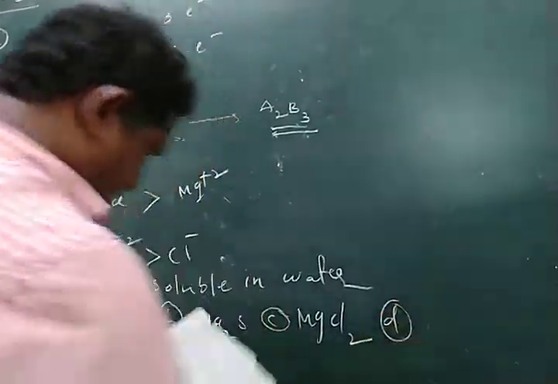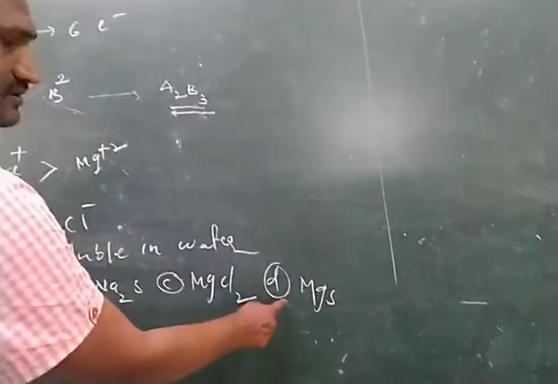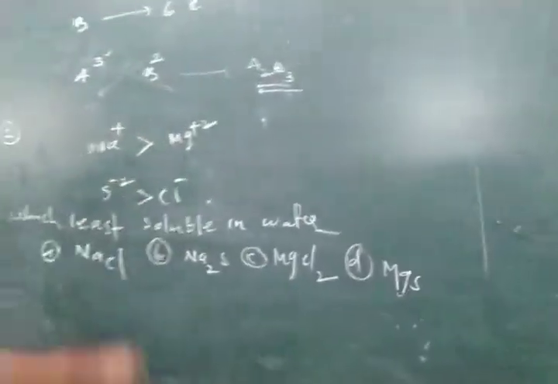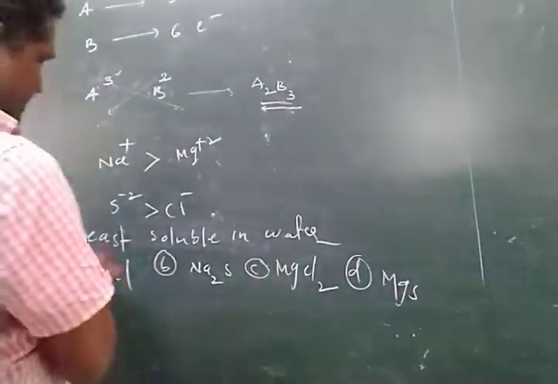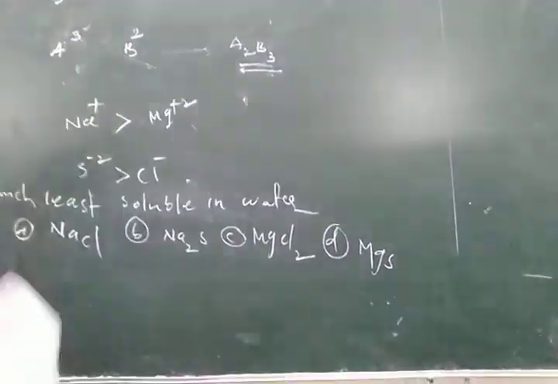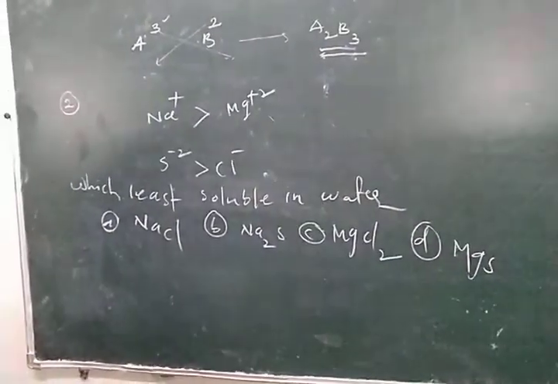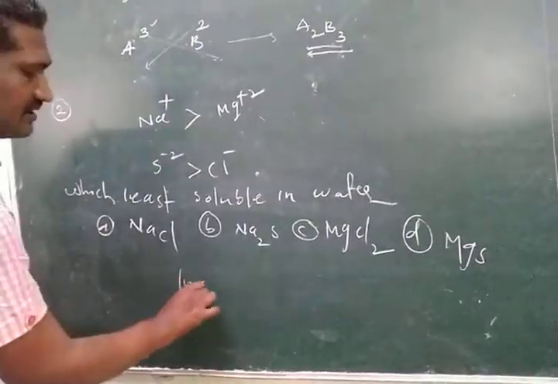option D is magnesium sulfide. The question is which is the least soluble in water? Least soluble means more covalent.